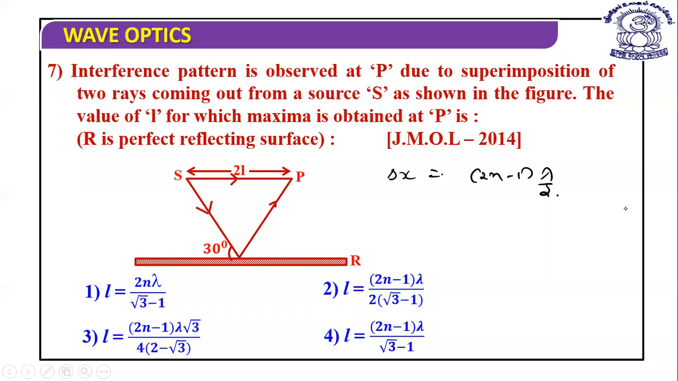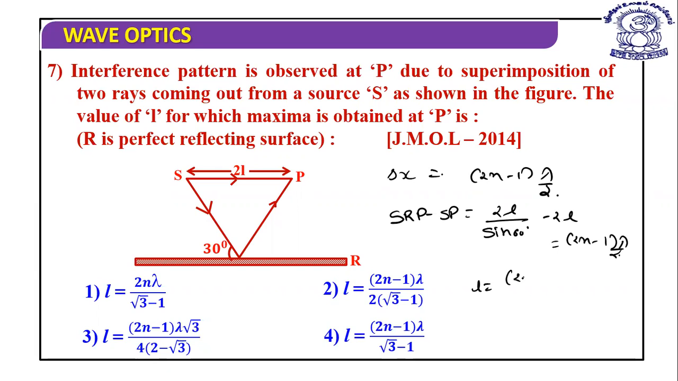Here, the path difference between the two lights approaching at point P is SRP minus SP. That is equal to 12 upon sine 60 degree minus 12, and that should be equal to 2n minus 1 lambda by 2. Solve this and we will get L is equals to 2n minus 1 root 3 lambda divided by 4 into 2 minus root 3. So third option is correct.